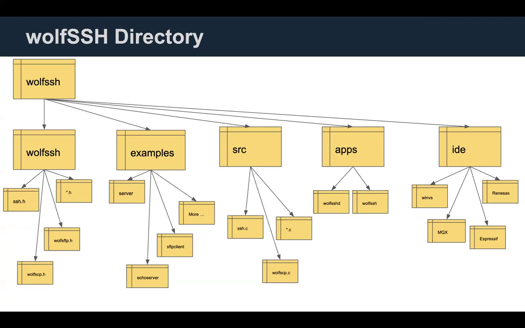Our source directory contains all of the sources. This is the SCP implementation, SFTP implementation, and just the SSH library itself. Our apps directory includes the production-ready applications. This is going to be wolfSSHD and our wolfSSH client application. And the IDE directory is going to contain easy access to ports that we've done.